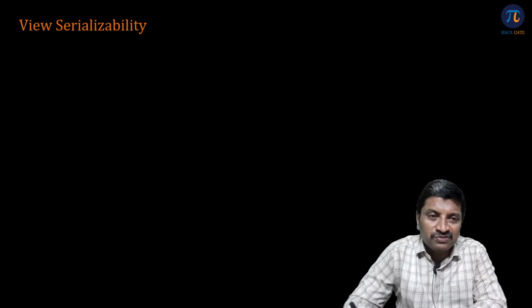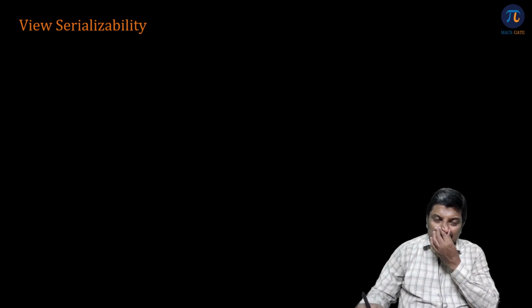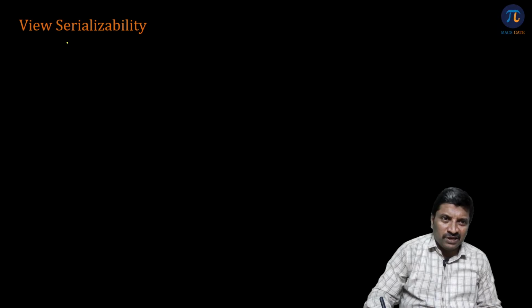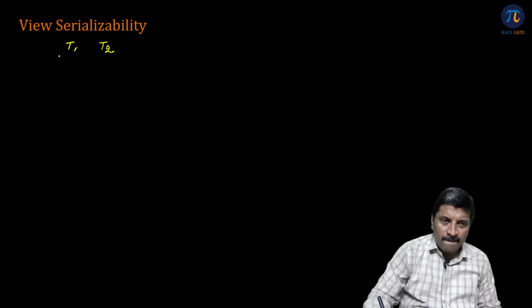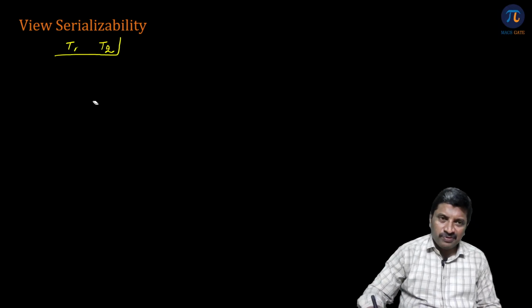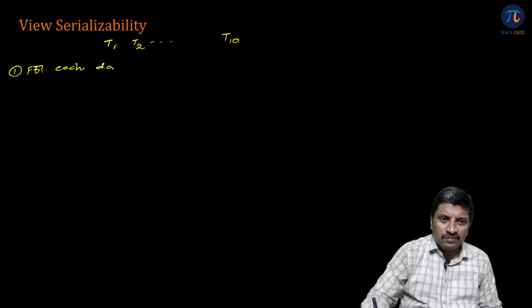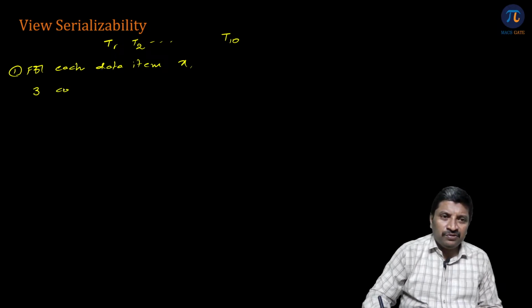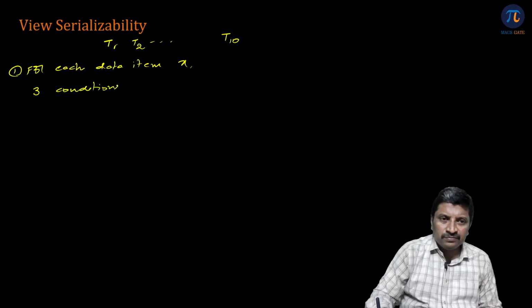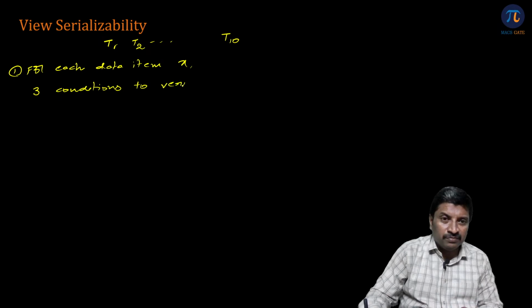View serializability. What is view serializability? It is like this. Suppose I have two transactions. It's not two, let me have it like this. Let us assume I have a total of some 10 transactions. What I need to do is, for each data item, we need to verify 3 conditions. That is for each data item, not for only one item.